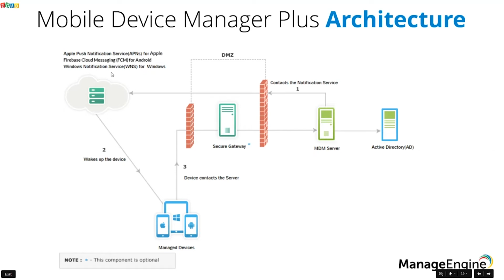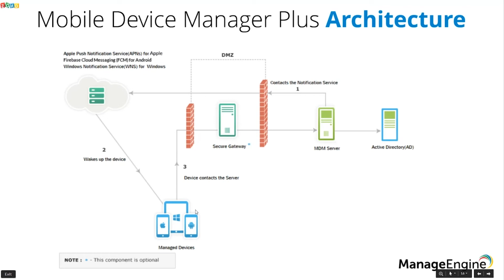Second, the notification services. That plays a vital role. For example, in order to manage Apple devices, we need to have a dependency on Apple Push Notification service. And for Android, it is Firebase Cloud Messaging service. And for Windows, it is going to be Windows Notification Service. So that's the second component, the notification services. And third is the end device itself. So these are the three components that are important for managing a device under an MDM solution.